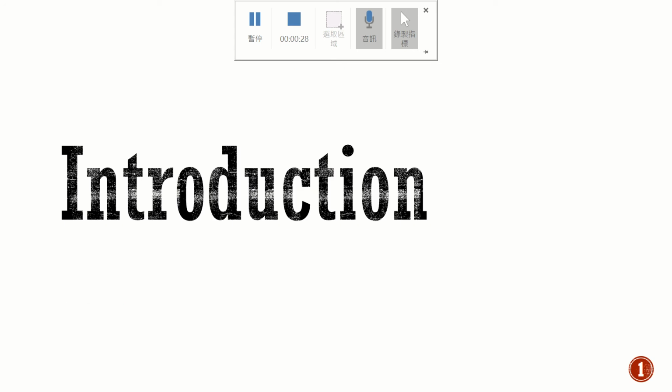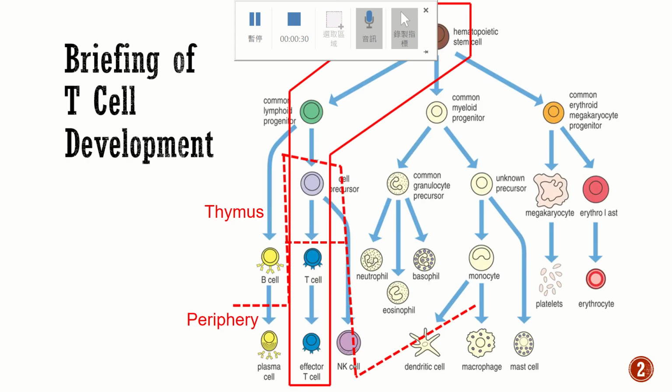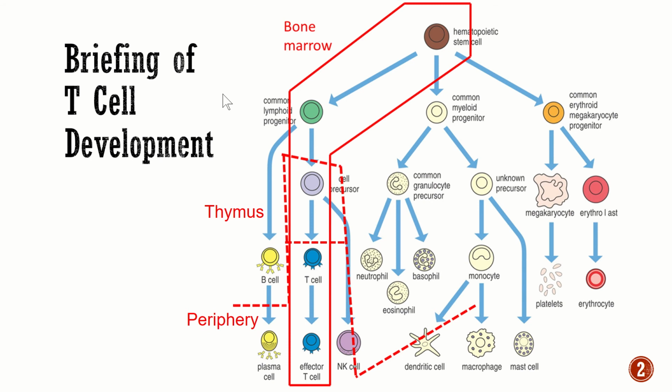So first, let's introduce the development of T cells. We can see that T cell comes from hematopoietic stem cell in the bone marrow, and it will further differentiate into common lymphoid progenitor. In the next step, it will differentiate into cell precursor, and it will enter into the thymus. And in this process, the T cells can be formed based on multiple stages.